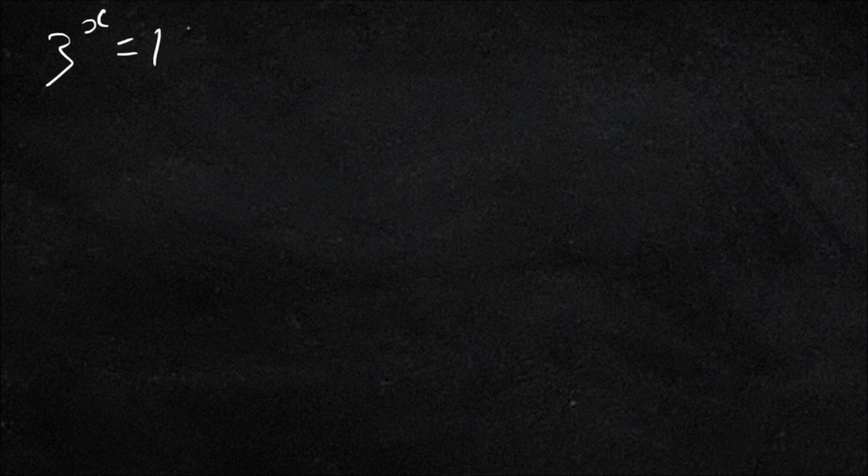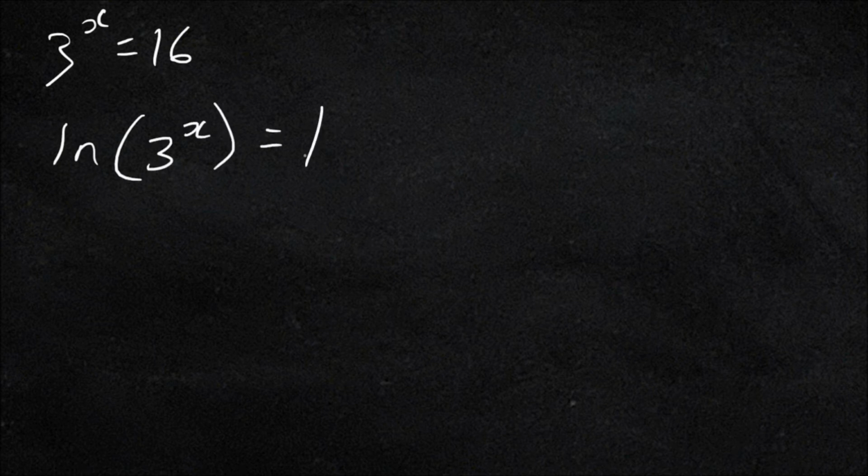If you want to solve something like 3 to the power of x equals 16, for example, you know that you can take the natural log of both sides. So this is ln of 3^x equals ln of 16. It's important to do it to both sides, just like if you times both sides by 2, that would still be a valid statement.